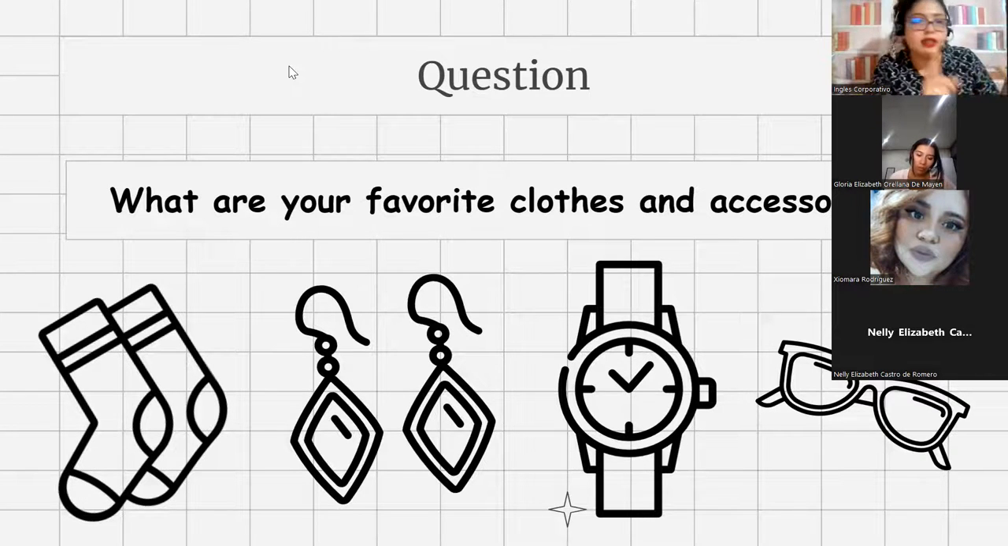Me gusta utilizar, en este caso podemos decir, me gusta utilizar jeans, o me gusta utilizar shorts, o me gusta utilizar skirts, faldas en el caso de las chicas. En el caso de los chicos pueden decir, I like to use pants, jeans, shorts, t-shirts, shirts, I like to use bracelets, I like to use necklace, I like to use earrings, I like to use watch, sunglasses, or something like that.